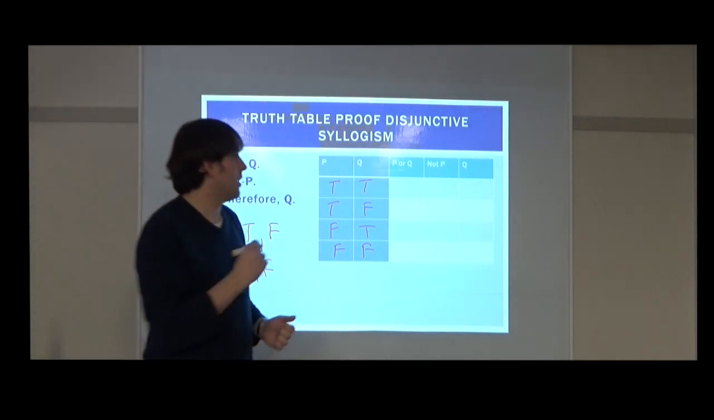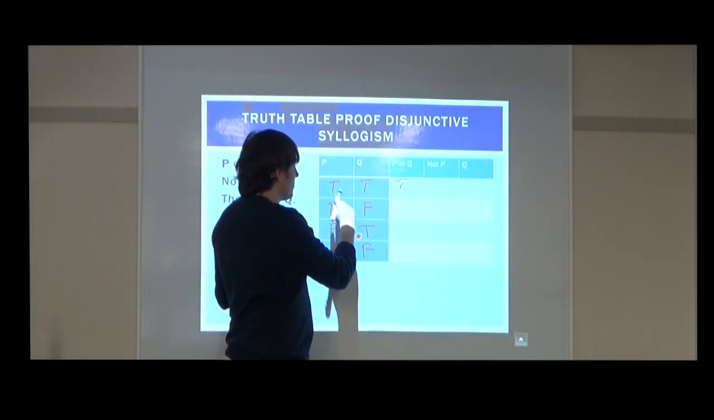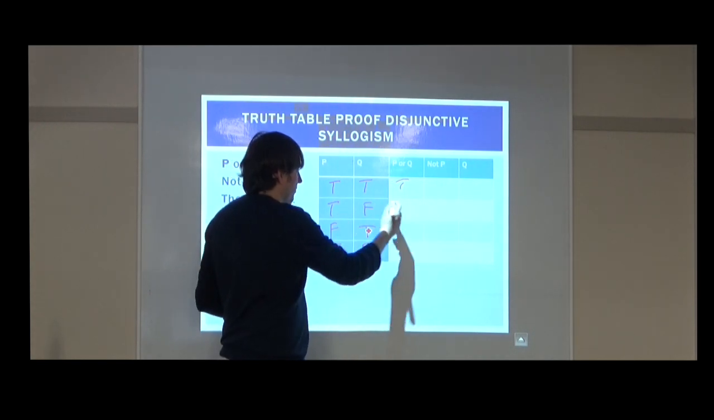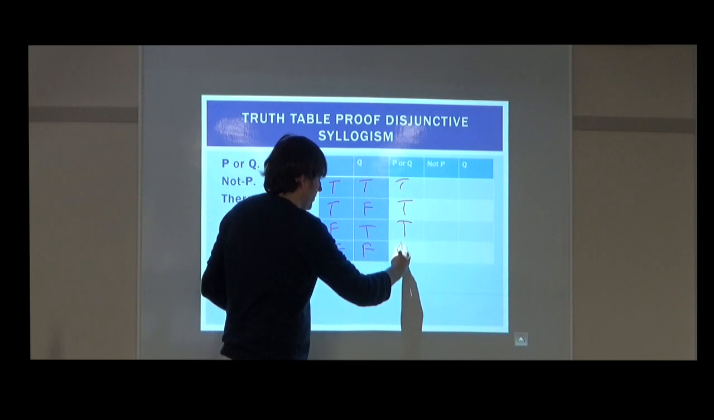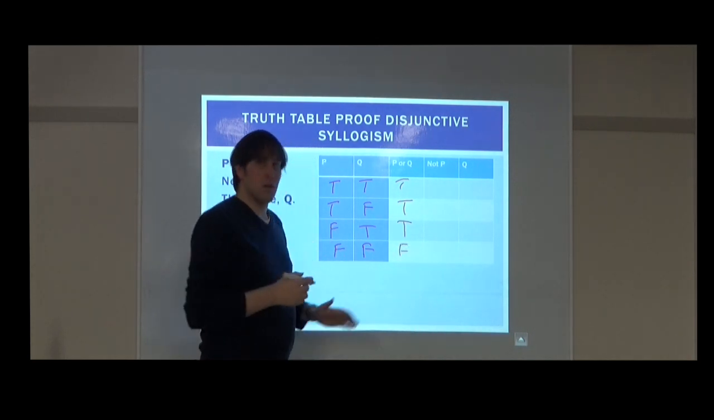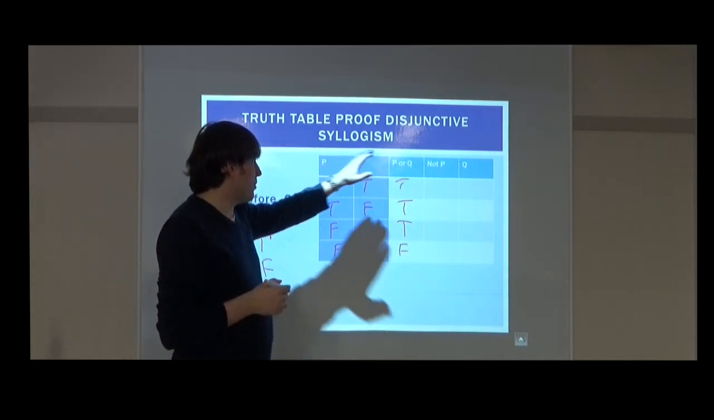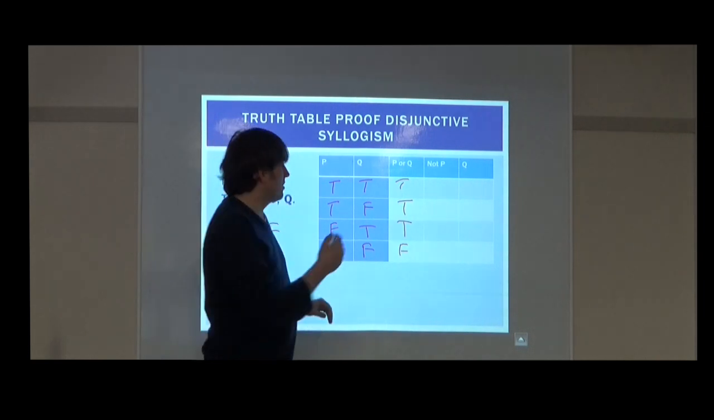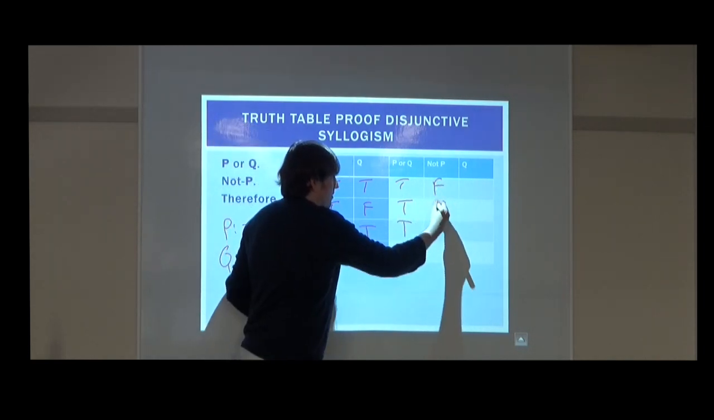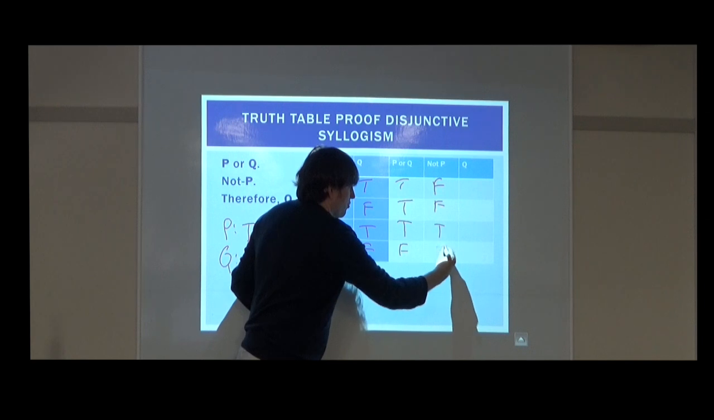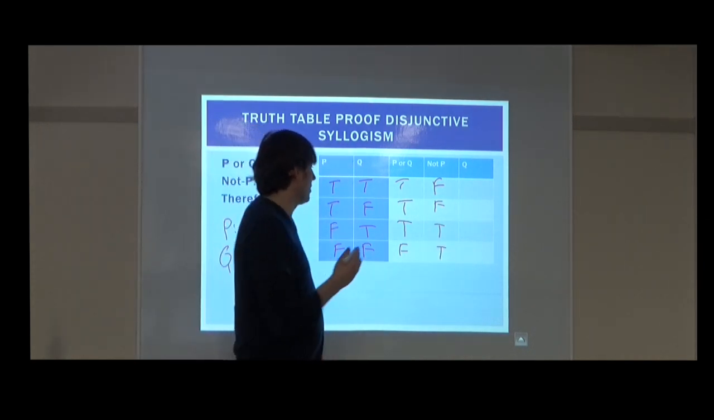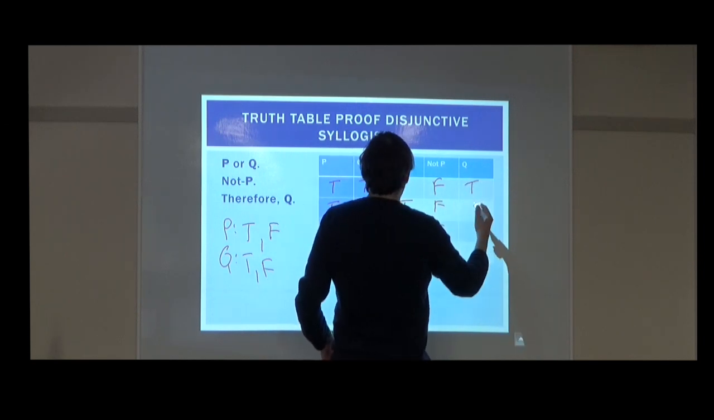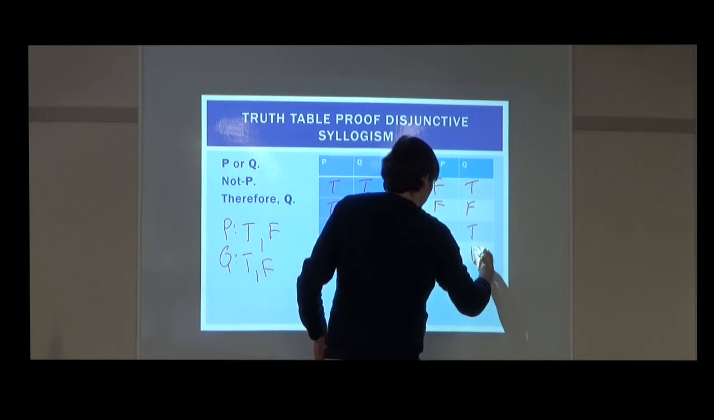So, this is true. True, true is true. True and false is true. False and true is true. False and false is false. So not P is true whenever P is false. So we're going to get false, false, true, true. Finally Q, we can just copy it over. So that's going to give us true, false, true, and false.